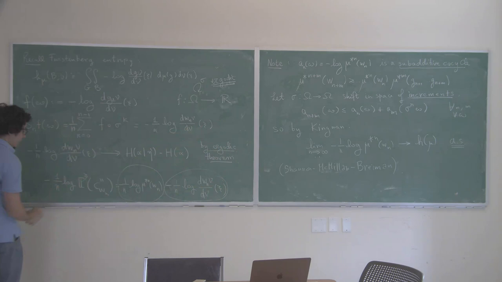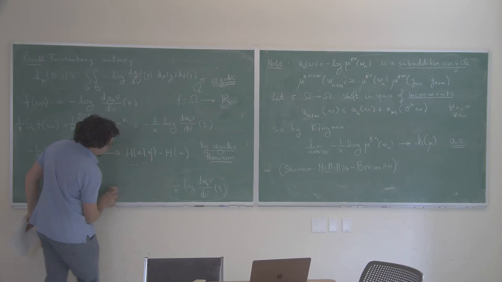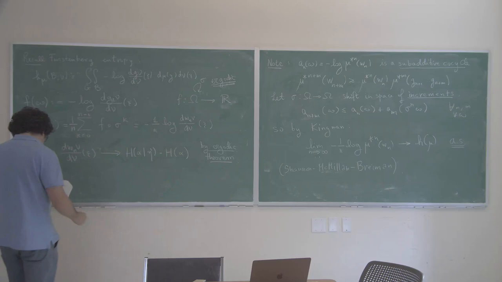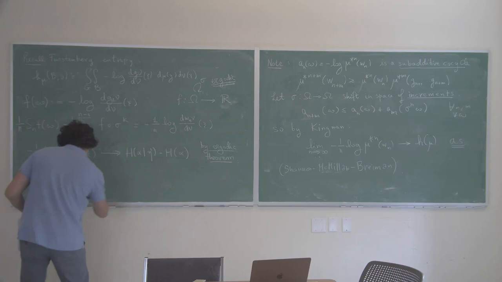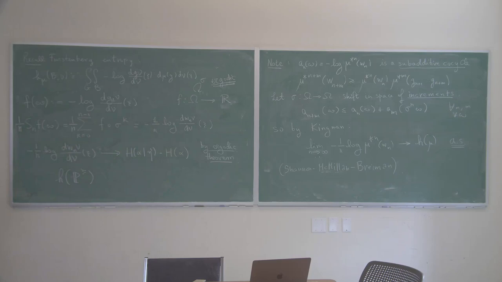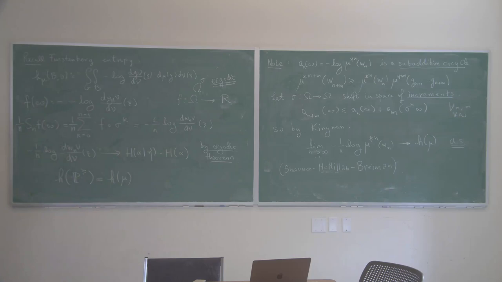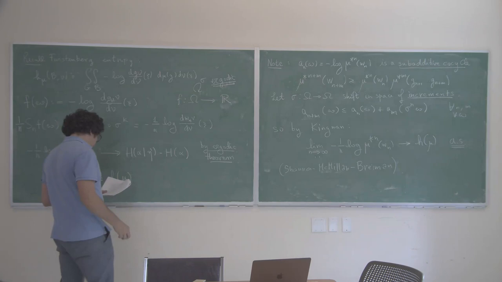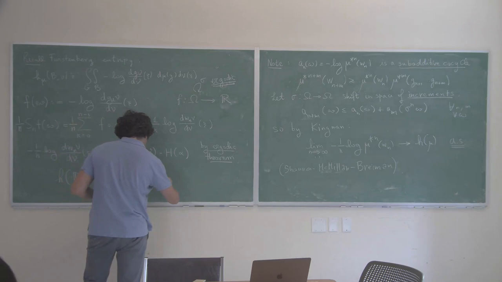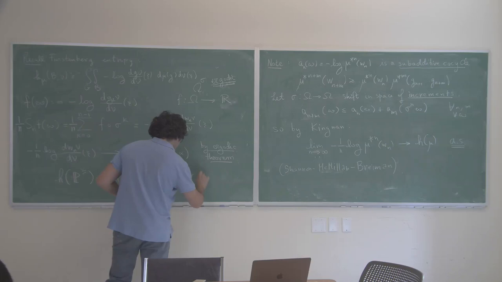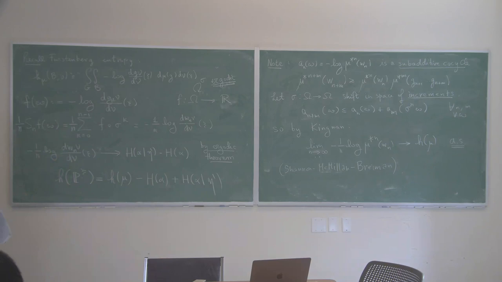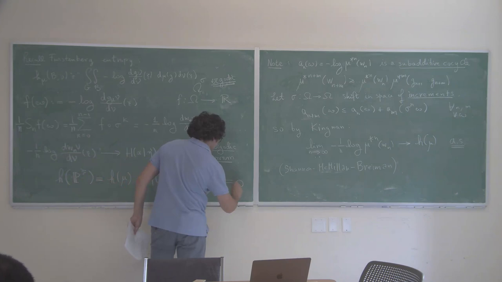So in the end, if you take the limit here, you get the following. You get that h of p psi, this relative entropy, is equal to h infinity. This is the first term, the asymptotic entropy. And then plus, minus h of alpha, which is the same as h of mu, plus h of alpha given. We want this to be zero.